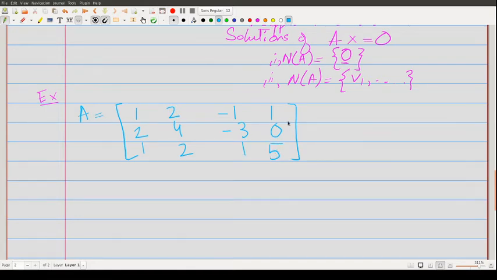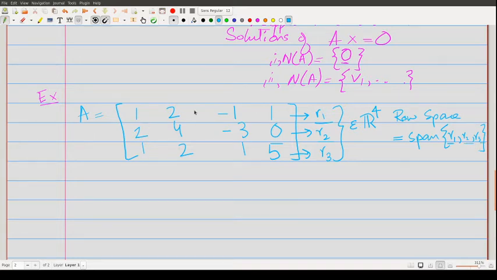And so the idea is that for the row space, if I call the first row R1, the second row R2 as vectors, and the third row R3, notice that all of these are in R4 because they have 4 entries: 1, 2, minus 1, 1; 2, 4, minus 3, 0; and so on. And so these are 3 vectors, and the row space is going to be equal to the span of R1, R2, and R3. We need to figure out what space these vectors span.